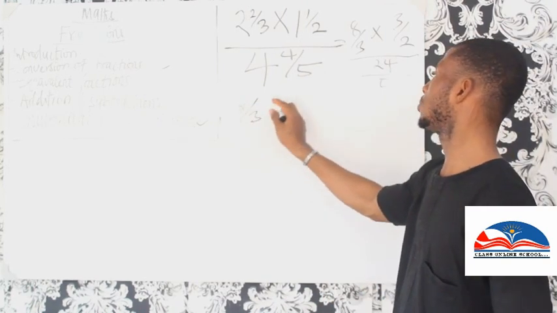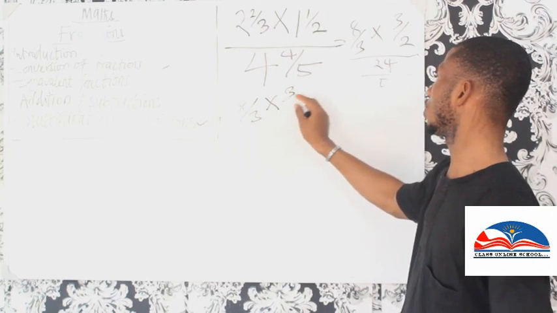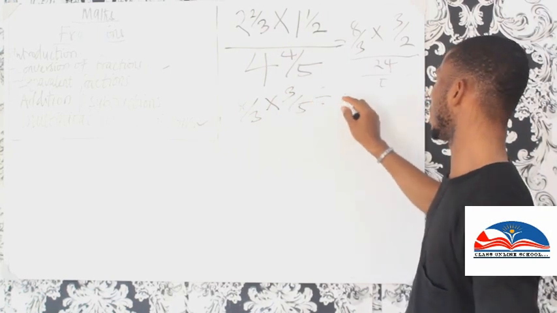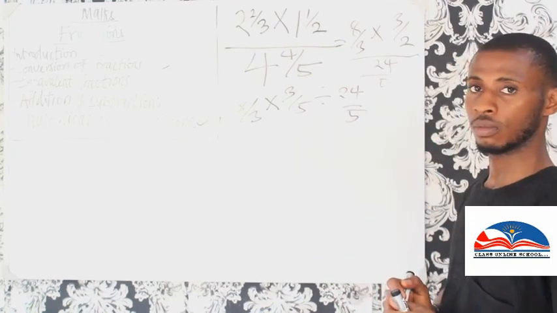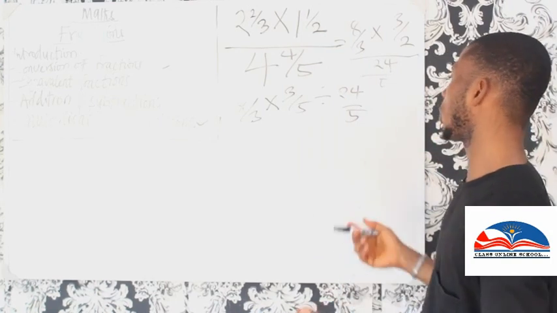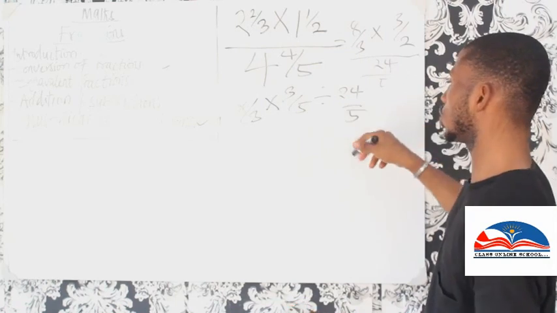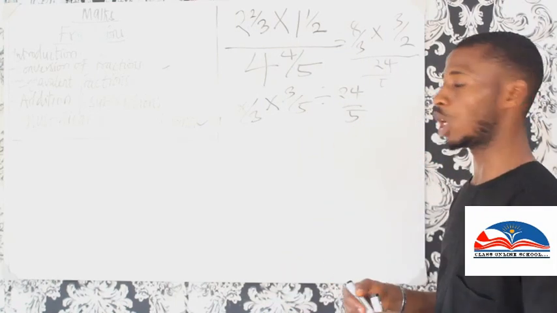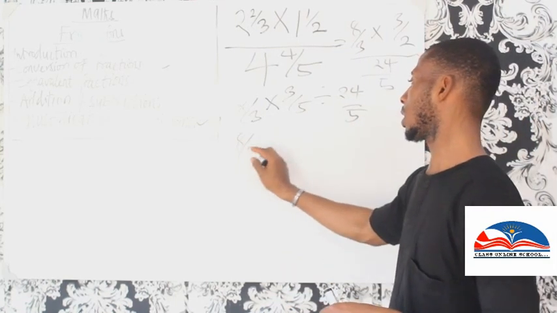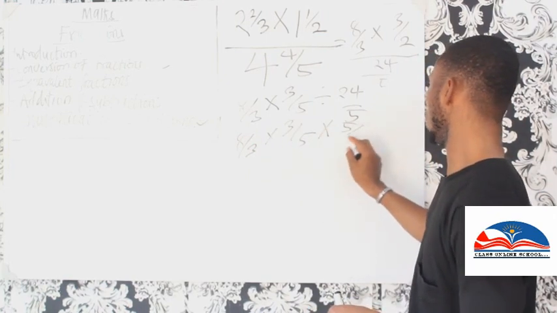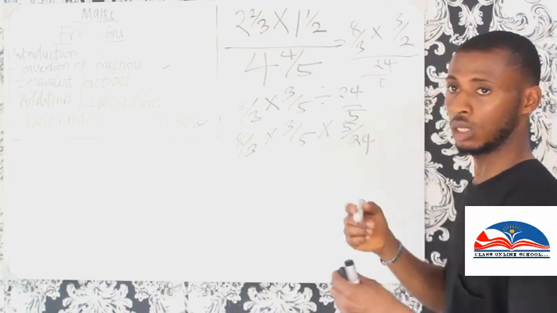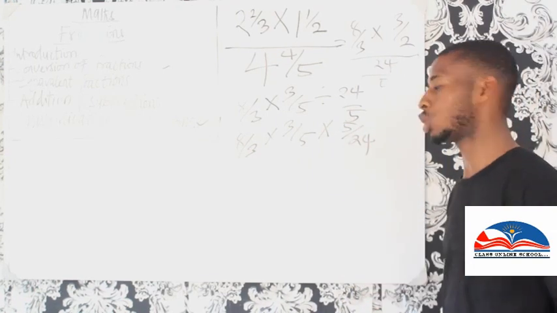8 over 3 times 3 over 2 divided by 24 over 5. Okay, at this point, what we need to do is to spin it over so that the sign will change. 8 over 3 times 3 over 2 times 5 over 24. See, the sign automatically just changed.